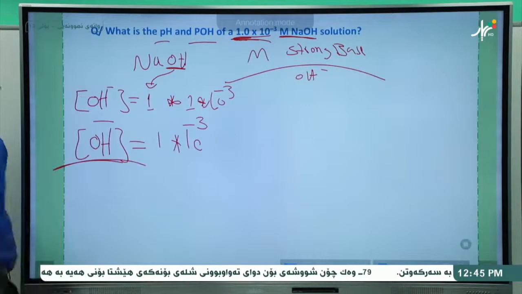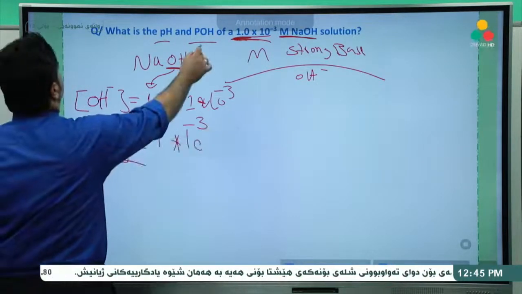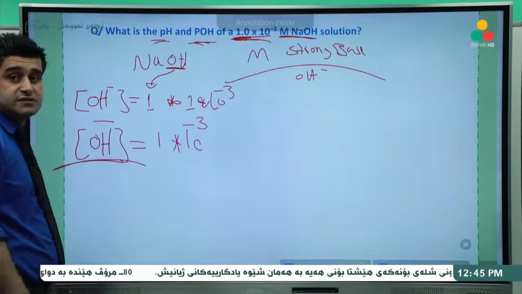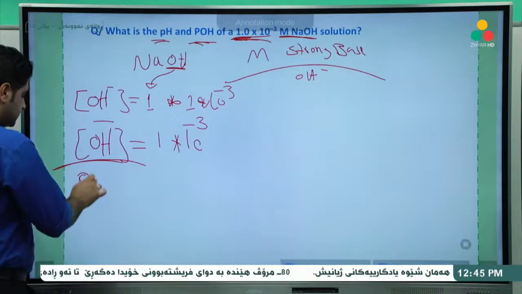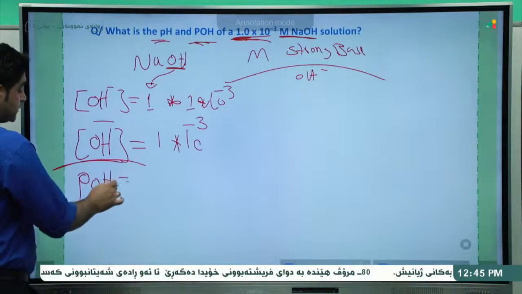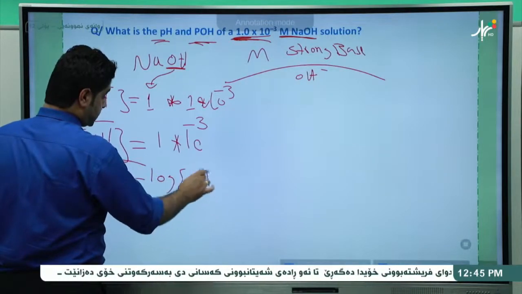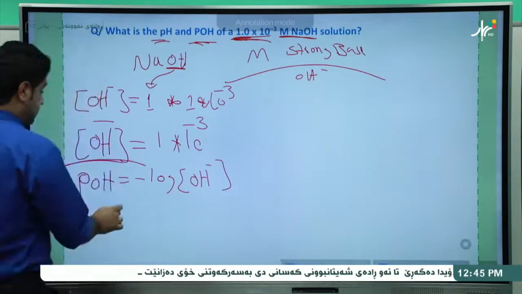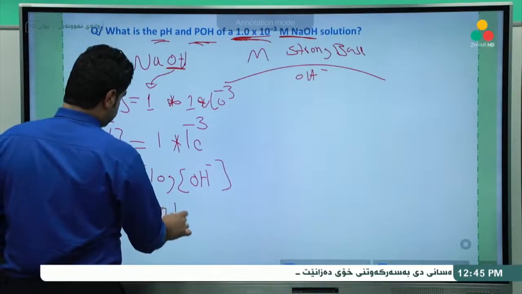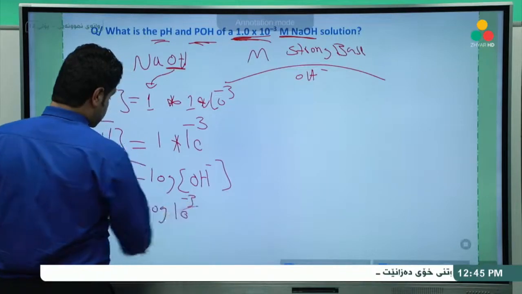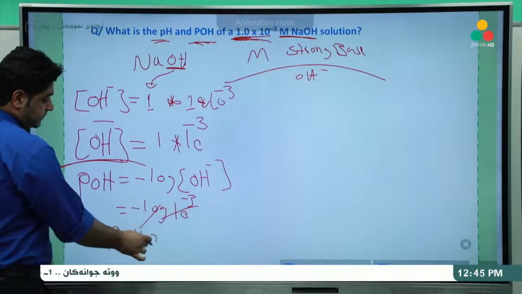Okay, teacher, now we get OH. So which one do we prefer to calculate, pOH or pH? There's a strong relationship between pOH and pH. So pOH is equal to negative log of OH, which is equal to negative log of 10 to the negative 3. Log with 10, negative with negative, pOH is equal to 3.